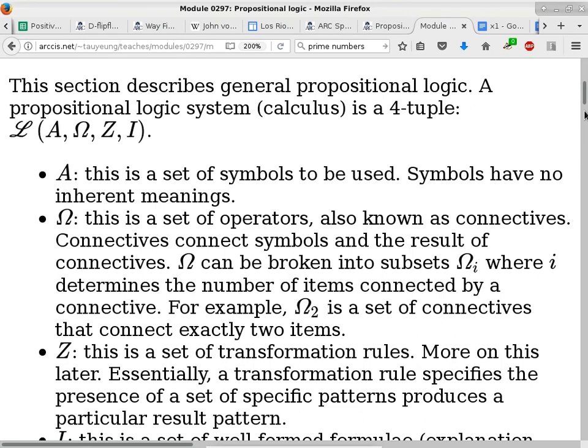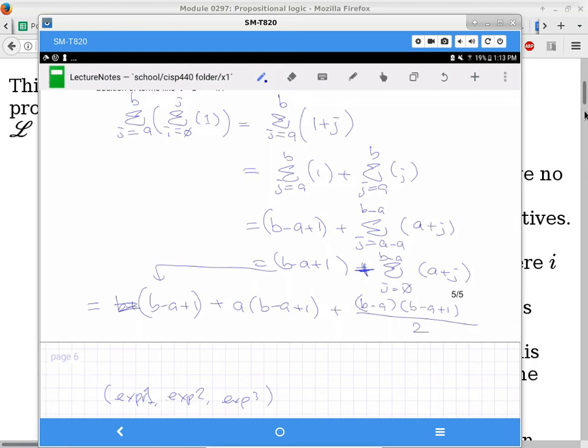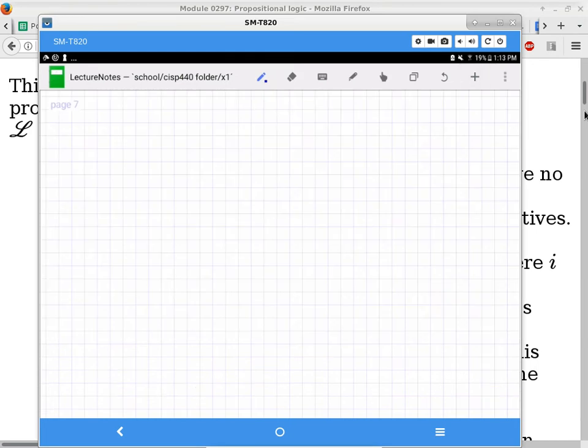Okay, I can give you one example. So the example can go back to the tablet. I can give you an example. I'm going to use the same workbook here.